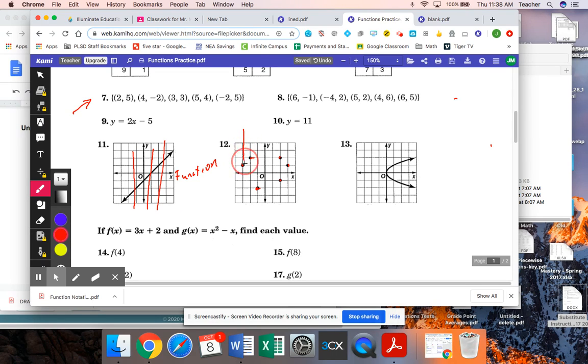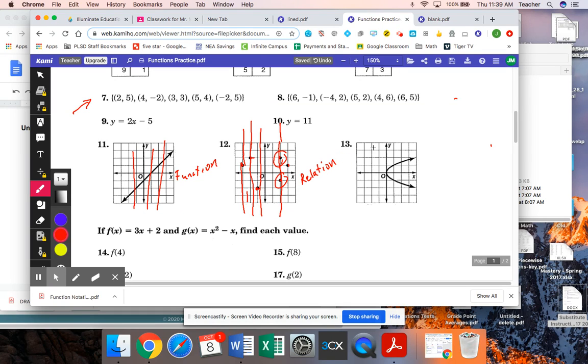If I draw a line right here, I'm good. If I draw a line right here, I'm good. If I draw a line right here, I'm good because I'm only hitting it in these points one at a time. If I draw it here, well, boom, boom, I hit it twice, once here and once here. That's enough for me to say it's not a function. In this case, it is simply just a relation.